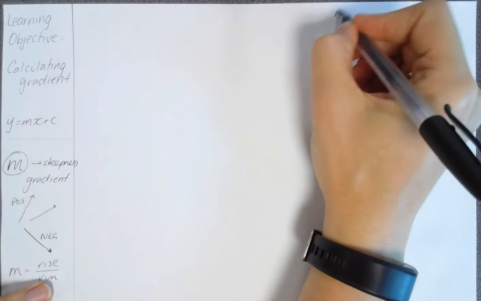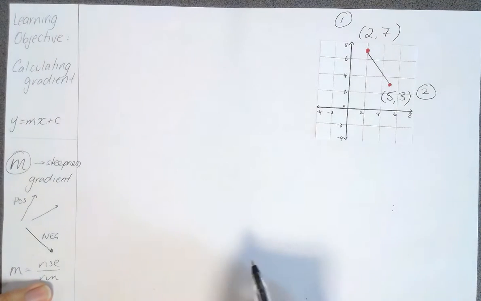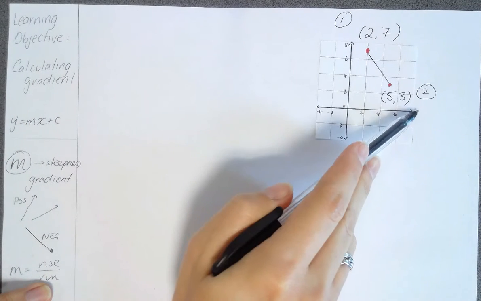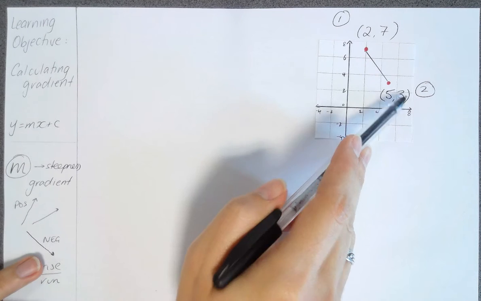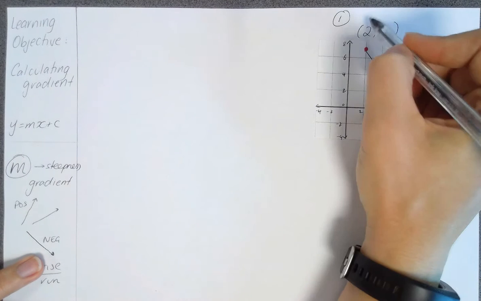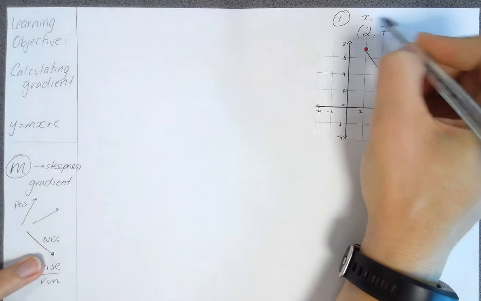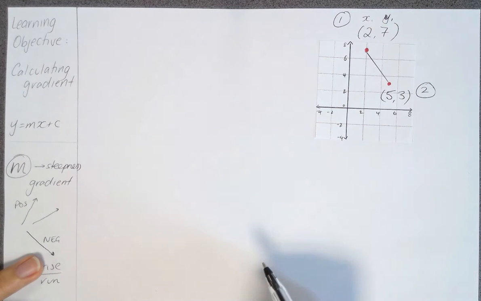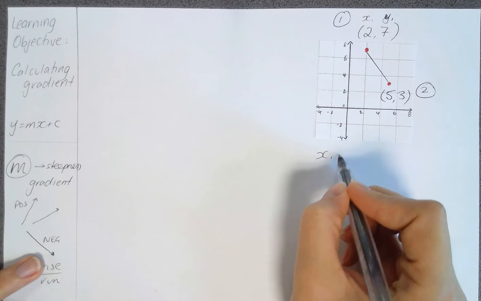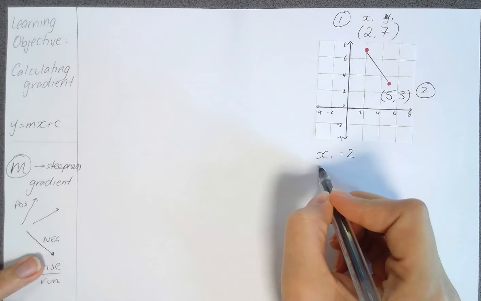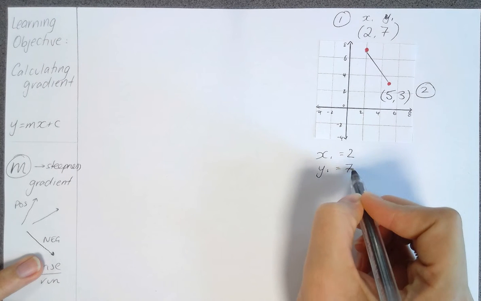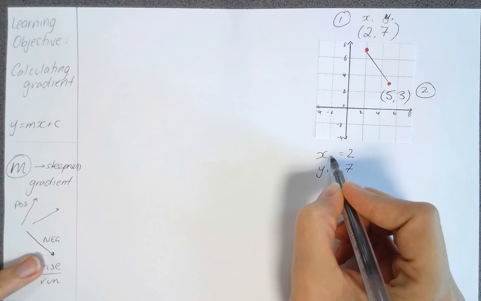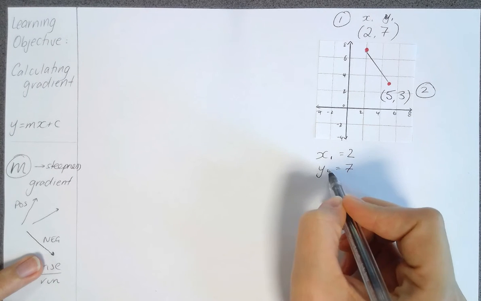Now I want to make it really clear, we're working with 2 points and we have to label them. This is point 1 and this is point 2 because we go from left to right always. There is no exception to that. So what we do is label these here. This is now x1 and this is y1. You can see it's very easy to confuse them. So I'm going to write them down here. x1 equals 2 and y1 equals 7. The x point of the first coordinate is 2. The y coordinate of the first point is 7.